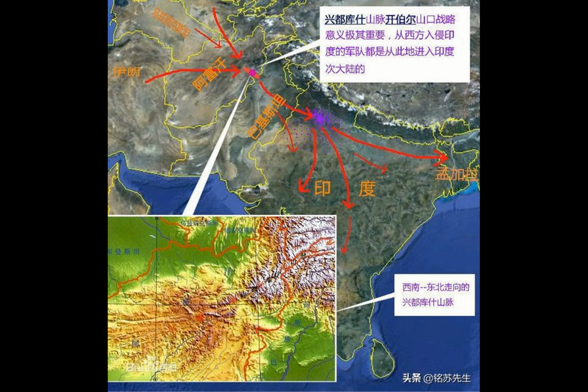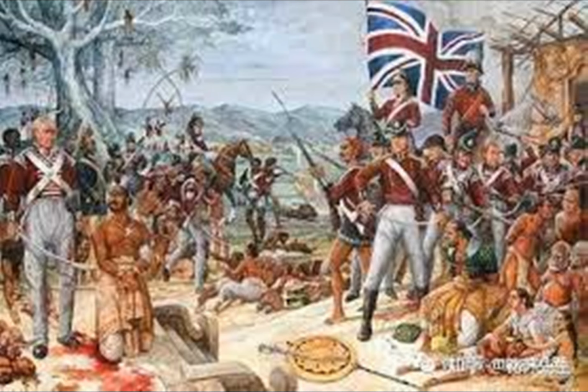Why then did the integration of South Asia, which had not been achieved for thousands of years, become a reality under the British? I think there are two main reasons why South Asia has not been unified for thousands of years. First, the geopolitical pattern of South Asia is not conducive to reunification.